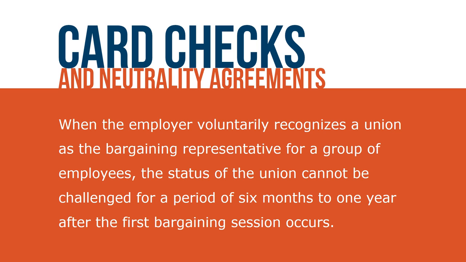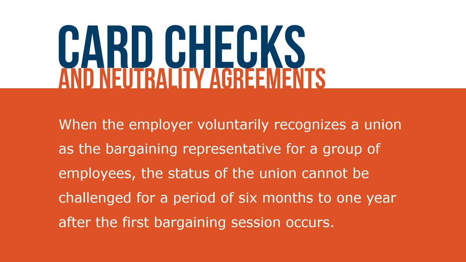Federal law does provide an alternative route under which a union can be recognized by an employer outside the NLRB process. Employers can voluntarily recognize a union if employees show majority support either through signed authorization cards or some other route. When the employer voluntarily recognizes a union as the bargaining representative for a group of employees, the status of the union cannot be challenged for a period of 6 months to 1 year after the first bargaining session occurs.